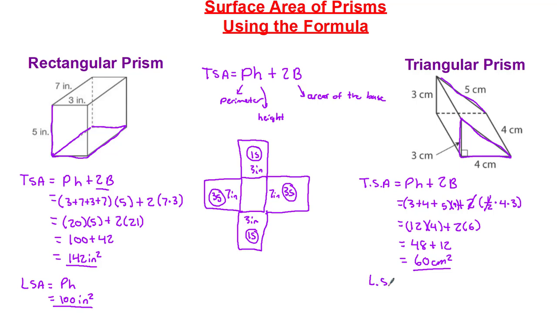In order to figure out our lateral surface area, we're going to take the perimeter times the height, and we've already calculated that. That's going to be 12 times 4, which is going to be equal to 48 inches squared.